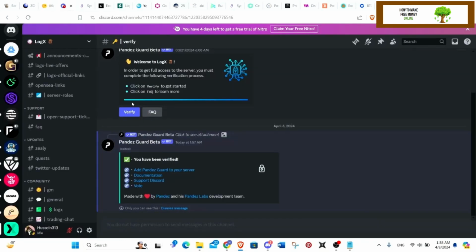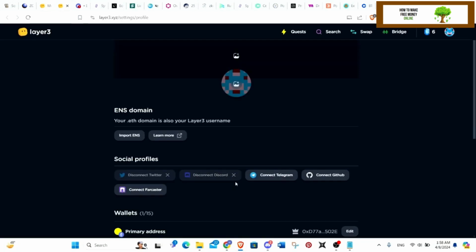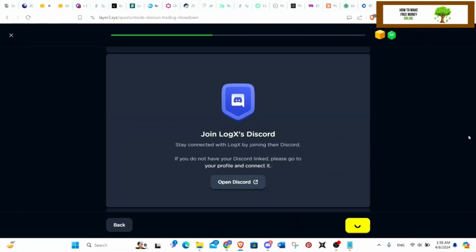So I guess it's going to be one of those quests that I need to complete tomorrow. I'm actually verified and stuff. So let's read. Stay connected with logins and register in Discord. If you don't have a Discord link, please go to your profile. Of course, you need to go to your profile and connect it. You click on Discord and then you connect it. When you do that, you have to click on verify and it's not working, of course. I'm just going to try it tomorrow.